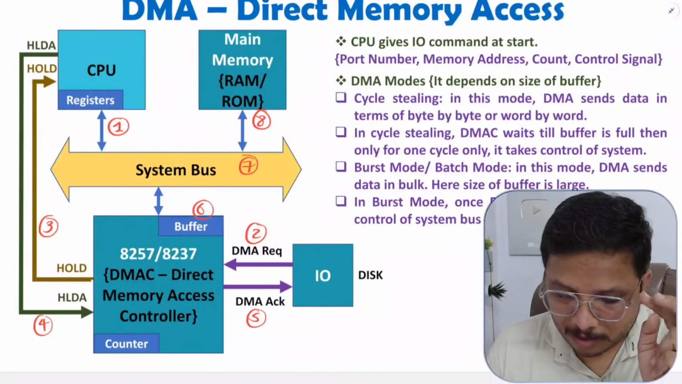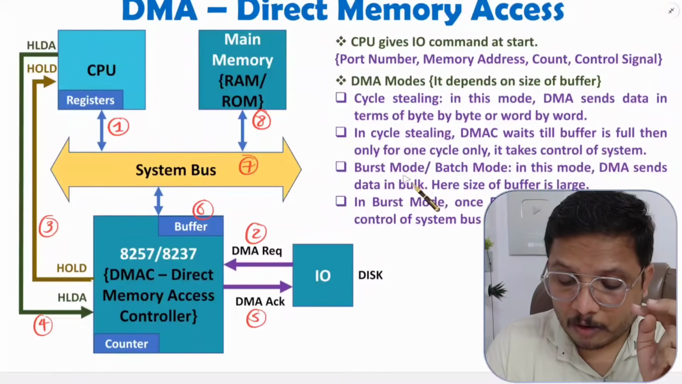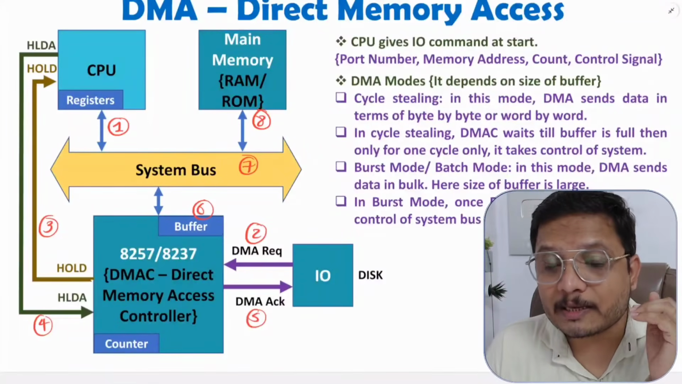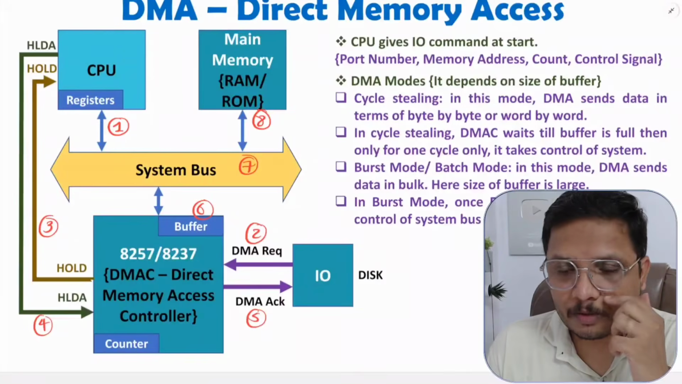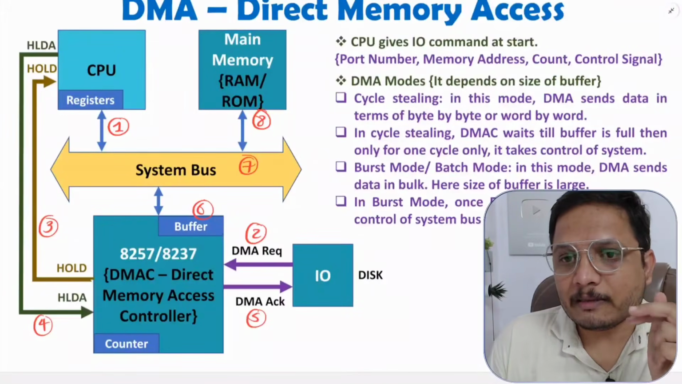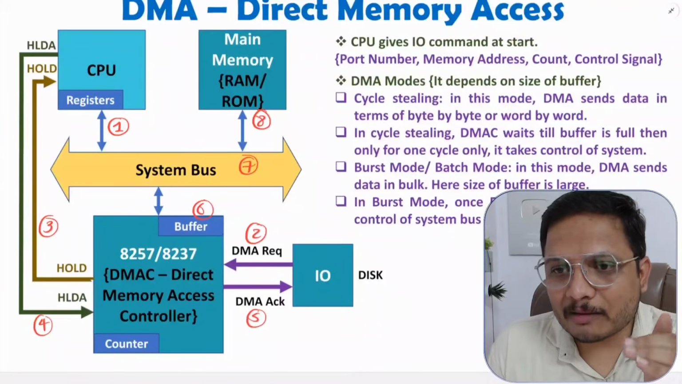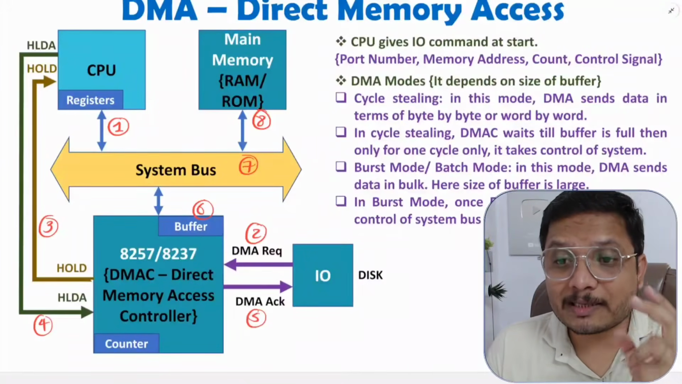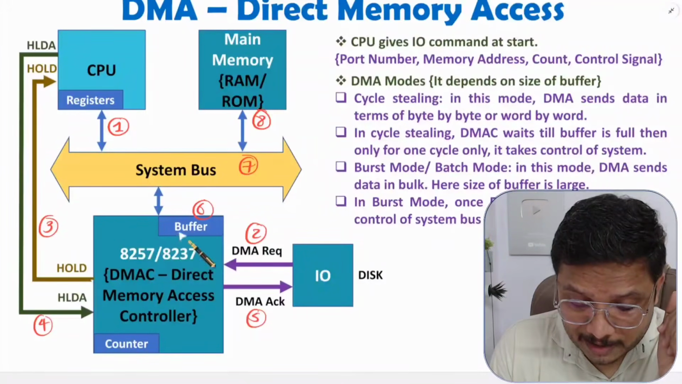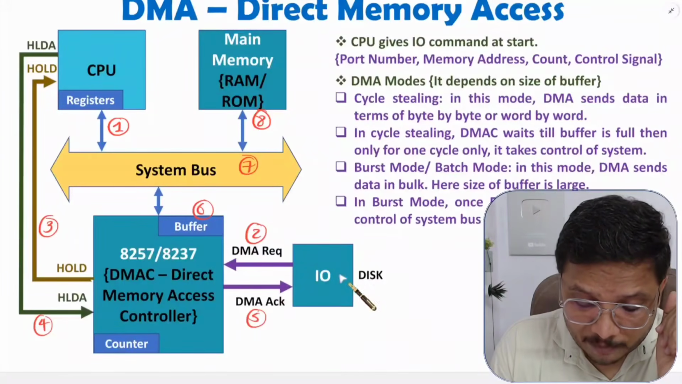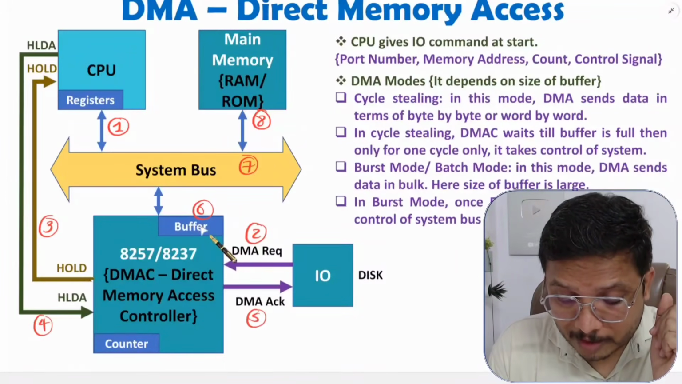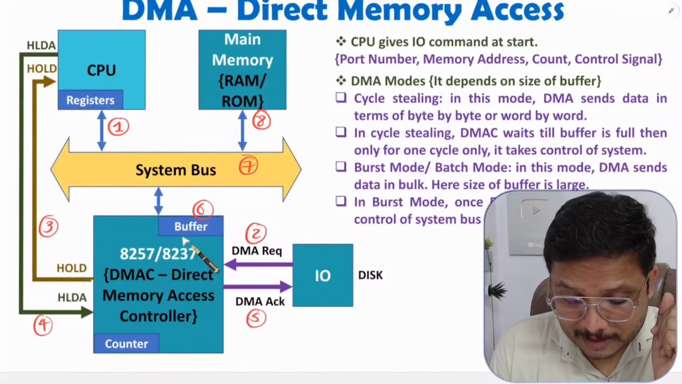Now the second mode, that is burst mode, or you can say batch mode. In some books you will observe that it is also referred to as bulk mode. Now see, this burst mode, bulk mode or batch mode is possible only if you have a large size of buffer. Why? The reason is here we are transferring data from IO to main memory in terms of bulk. So only if you have a larger size of buffer, that is possible, right?